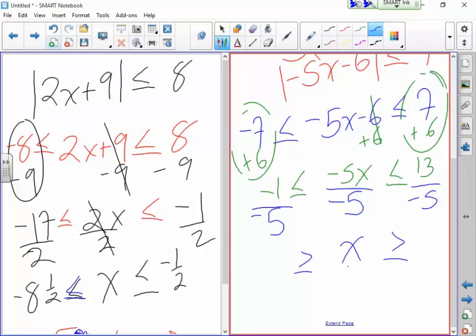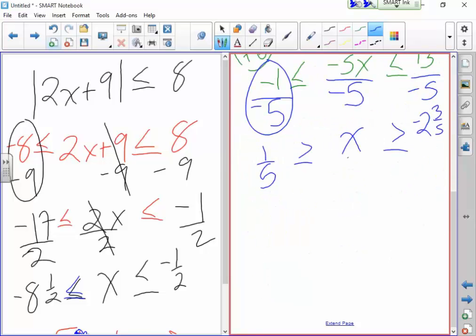So what's this? If I have -1 over -5, what do I get? 1/5. Over here, -2 and 3/5. Flip now. So I have -2 and 3/5, and over here I've got 1/5. And somewhere in the middle I've got 0.